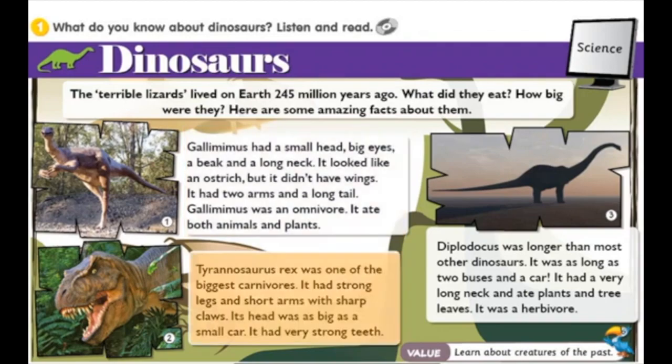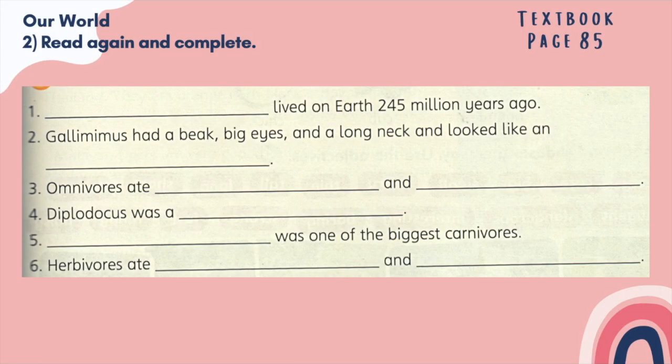Tyrannosaurus rex was one of the biggest carnivores. It had strong legs and short arms with sharp claws. Its head was as big as a small car. It had very strong teeth. Diplodocus was longer than most other dinosaurs. It was as long as 2 buses and a car. It had a very long neck and ate plants and tree leaves. It was a herbivore.